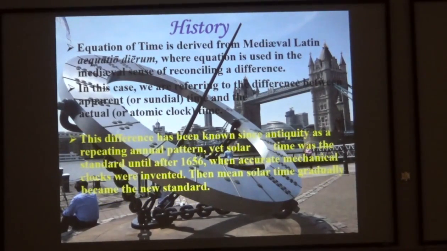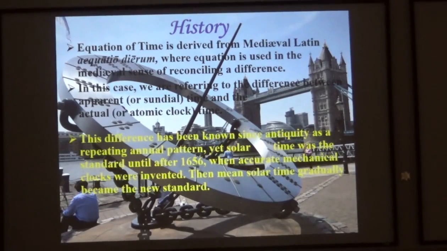Now this difference has been known since antiquity, in BC times, mostly from the Chaldeans of Babylonia. And yet, this is the thing that really surprised me: up until about the middle of the 1600s, the sundial was the official way of measuring time. Accurate mechanical clocks had not been invented before the mid-1600s. That really surprised me. Time to work, time to go home, it's all based on the sun. That was their most reliable method of measuring the time, even though they knew it wasn't completely accurate.